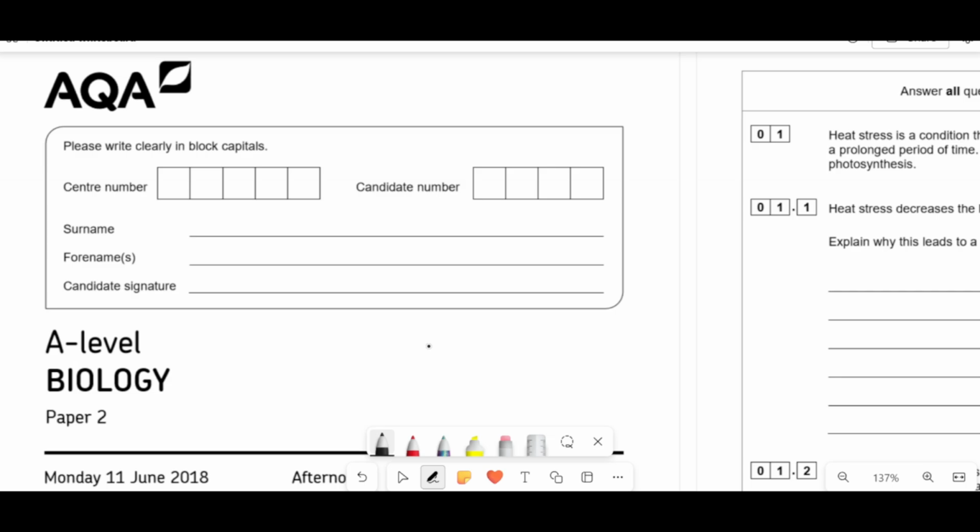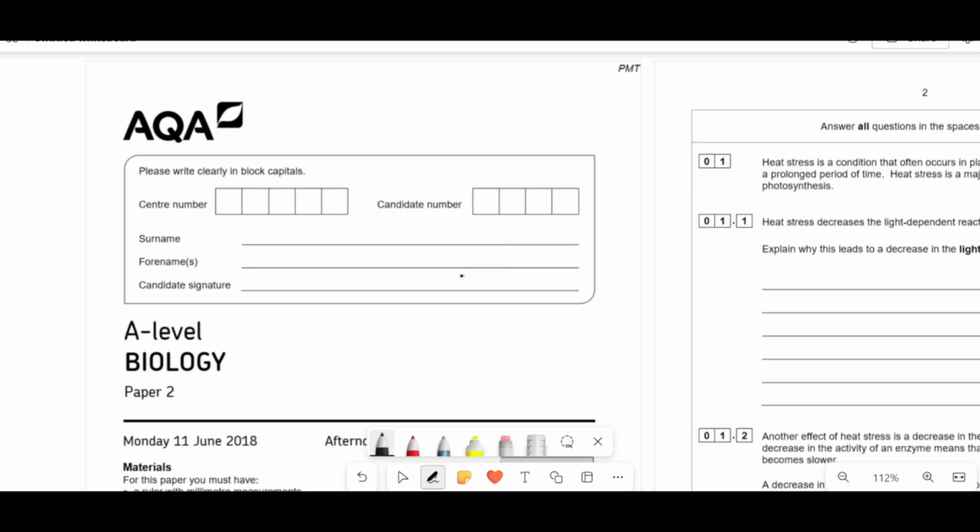Okay, hello everybody, welcome back to another episode of the A-Level Cookbook. Today we're going to be doing the AQA A-Level Biology Paper 2 from 2018, and this is the exact paper that I did as well, so it's going to be interesting to go back to.